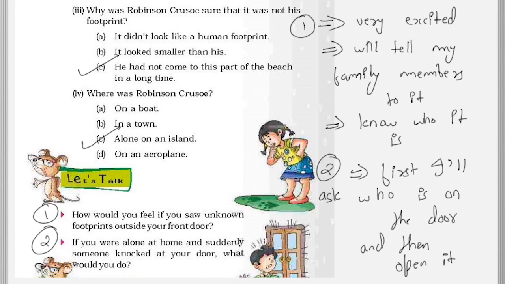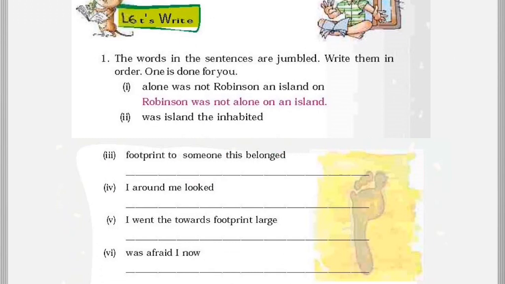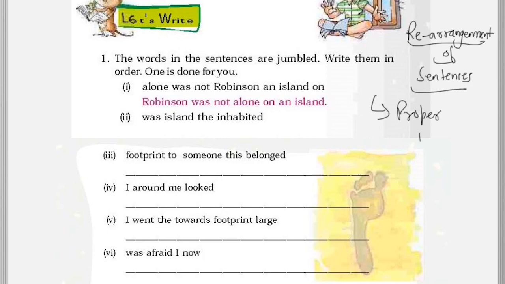Now let's see what the chapter says next. It says the words in the sentences are jumbled. Now what we need to do is write them in order. One has been done for you. So, "alone was not Robinson, an island on." Robinson was not alone on the island. So basically we need to do the rearrangement of sentences, basically the words, to give them a proper meaning. One has been done for us, we need to do the following.